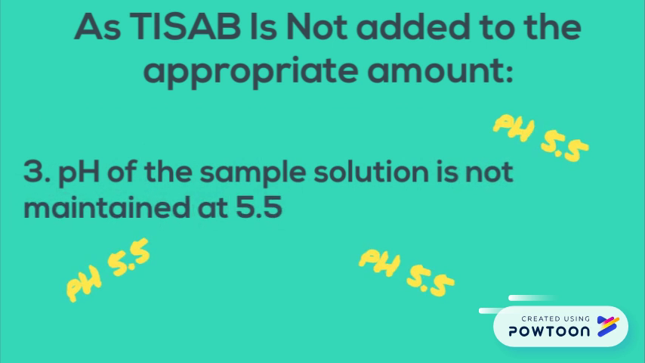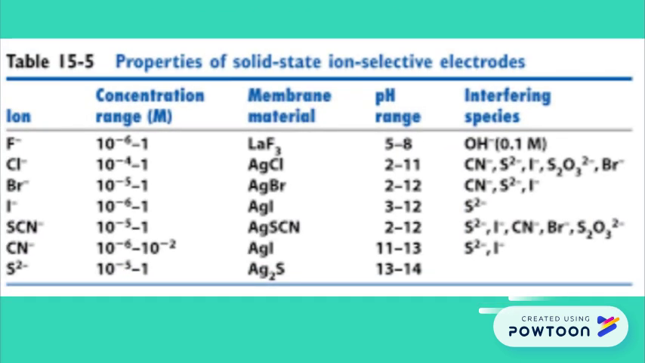At pH values above 5.5, hydroxide ions will interfere with the ISE membrane, which is made up of lanthanum trifluoride crystals, and the concentration of hydroxide ions must be 10 times smaller than the fluoride ions, as otherwise it will interfere with the solution. This interfering ion can be seen in this table.